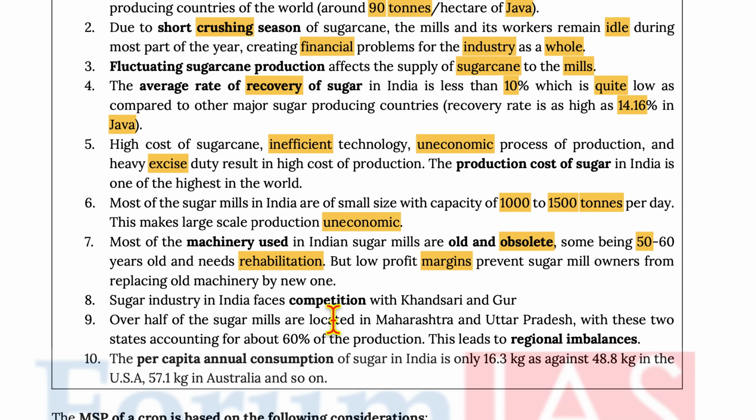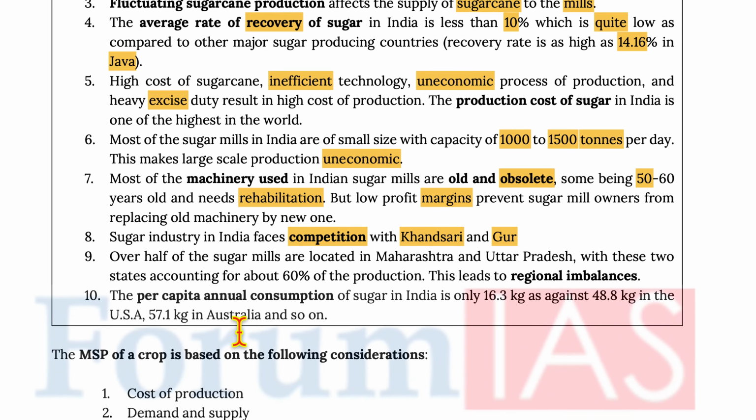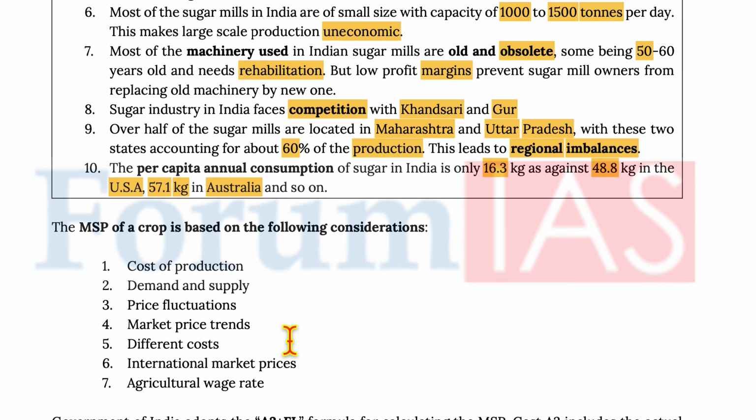Sugar industry in India faces competition with khandsari and gur. Over half of the sugar mills are located in Maharashtra and Uttar Pradesh, with these two states accounting for about 60% of the production. This leads to regional imbalances. The per capita annual consumption of sugar in India is only 16.3 kgs as against 48.8 kgs in the USA and 47.1 kg in Australia and so on.